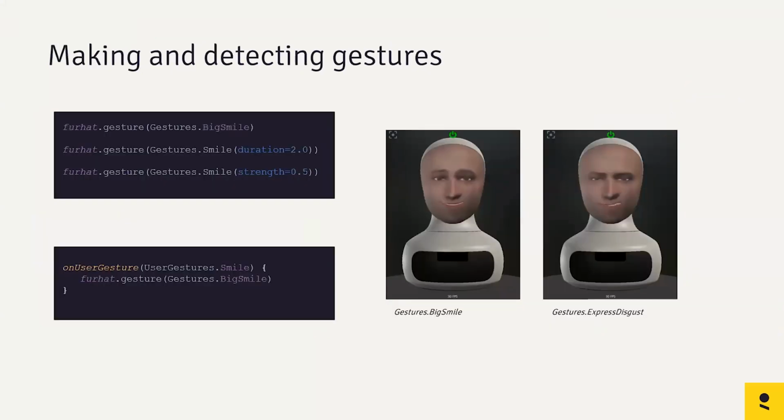Making gestures is important for Furhat, of course. So we have this library of gestures. Here we see big smile and express disgust, for example. And those you can easily use. We saw here in the bottom left how you can, for example, do a smile as a reaction to the user smiling to the robot. But you can also define those gestures yourself by programming them, or you can use a gesture creation tool that we have, and you can record the gestures from your own face.